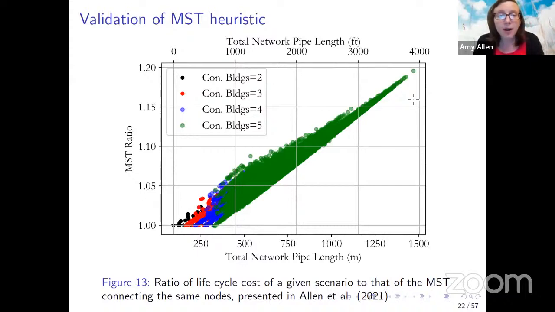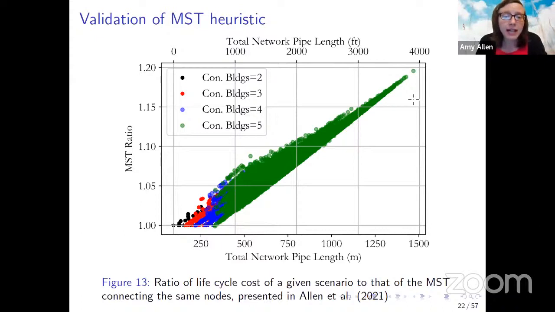This plot summarizes the results for the evaluation of the minimal spanning tree heuristic, in that for each potential network scenario, I assessed whether or not the minimal spanning tree network indeed resulted in being the least life cycle cost network to connect the given subset of buildings. And I found that to be the case for all potential subsets of the district.